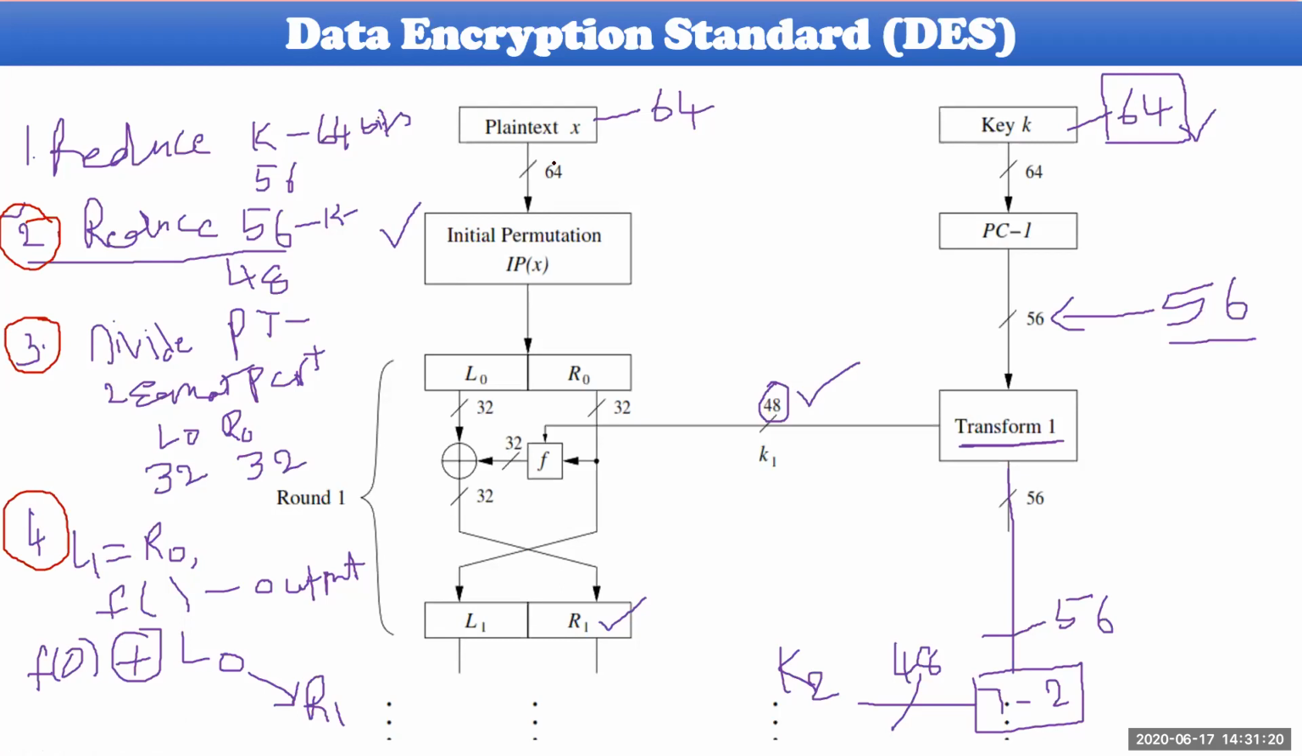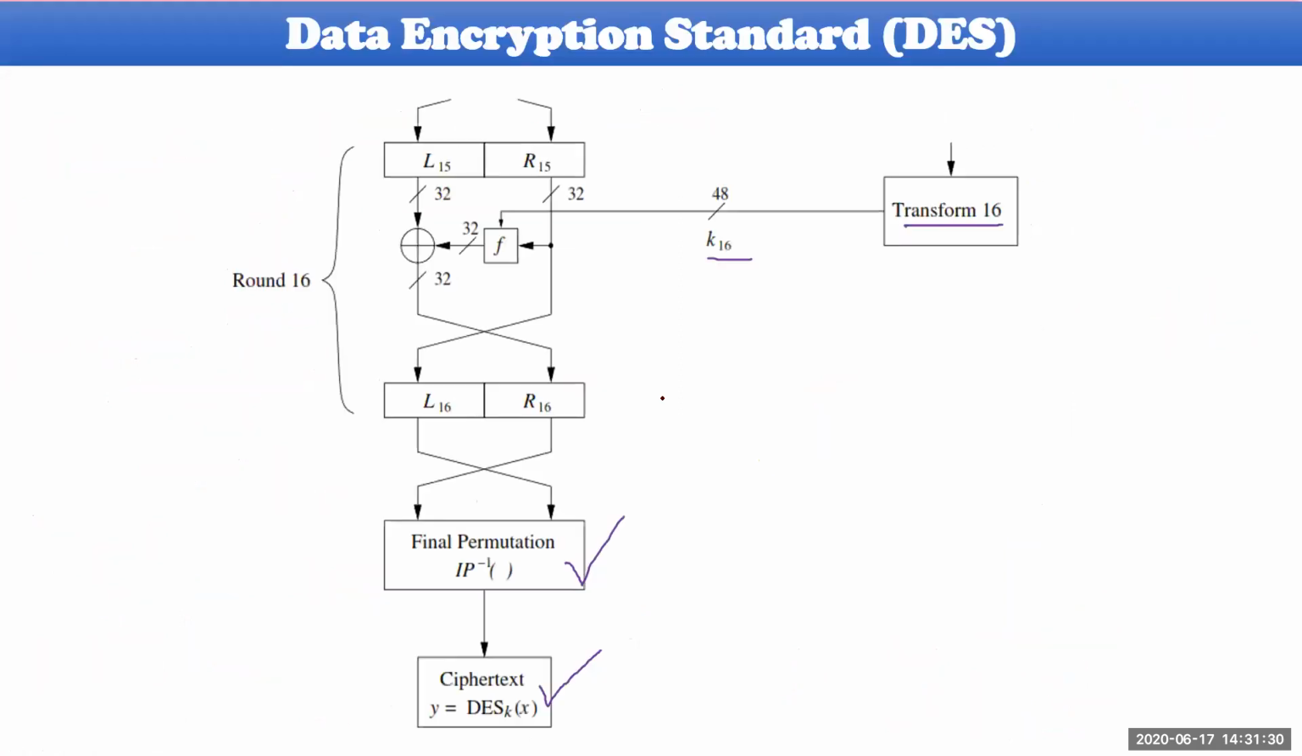Okay, these three operations will continuously happen in each and every round. Similarly here also it could happen. Likewise, you could get the final permutation. After the final permutation, you are getting your ciphertext here. So this is the third level abstract view of DES.